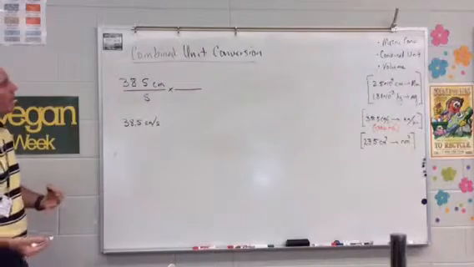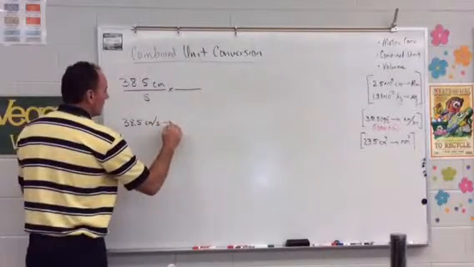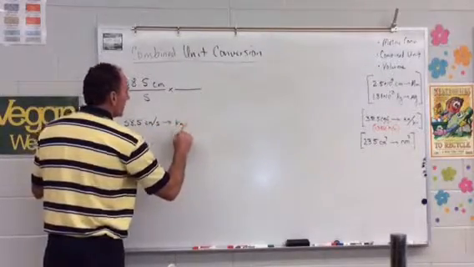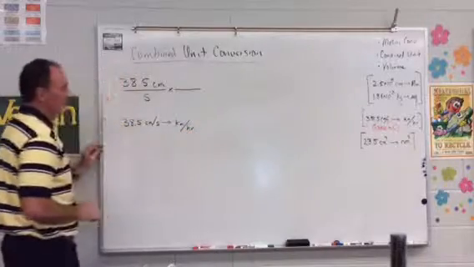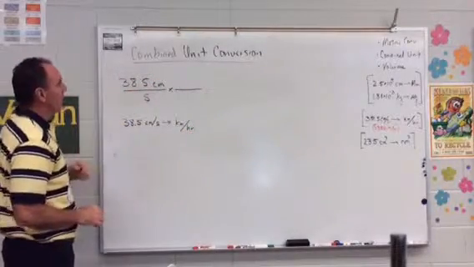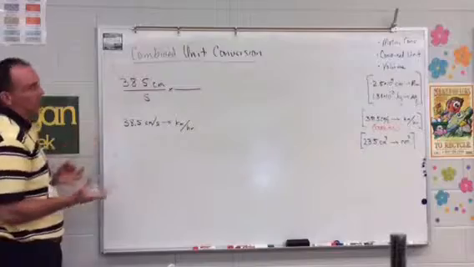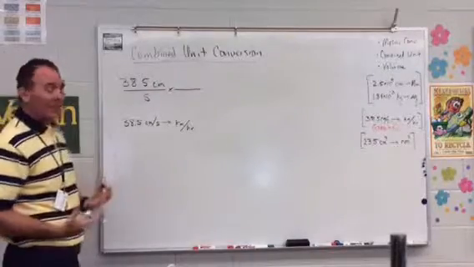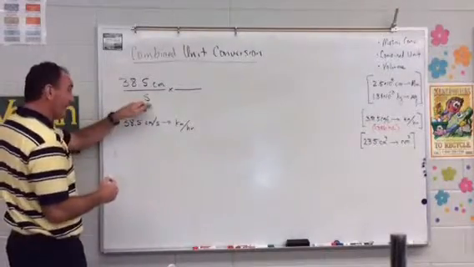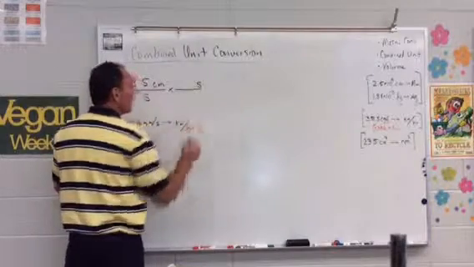Let's convert that over to kilometers per hour. So I want both of these units to go away. Whichever unit I want to go away first is how I'm going to attack the problem, and it really doesn't matter. If I want to get rid of the second first, then the second has to go here.